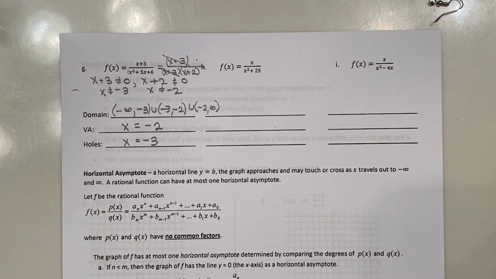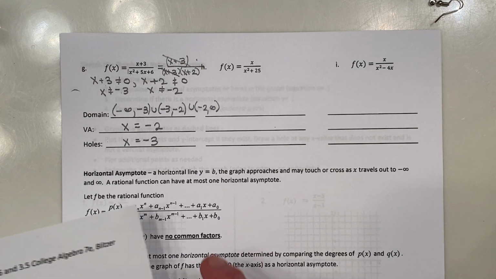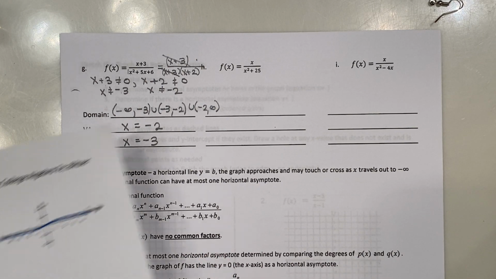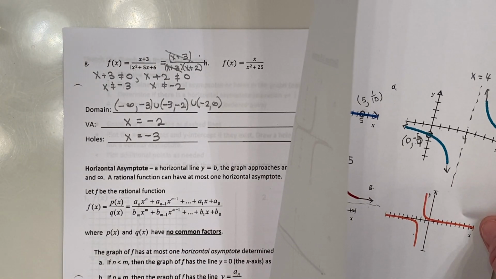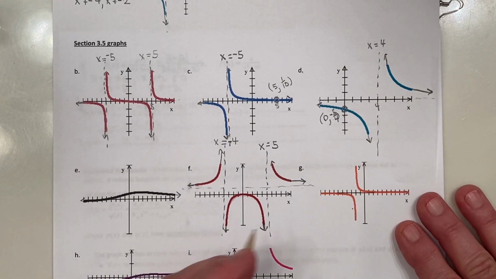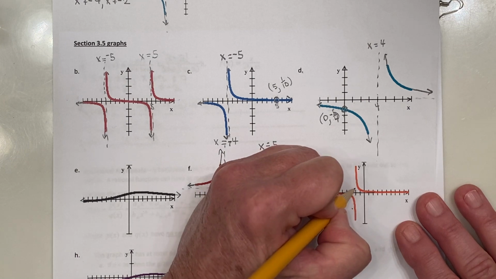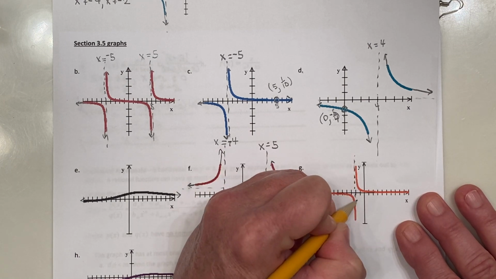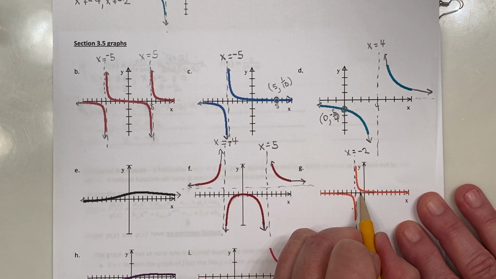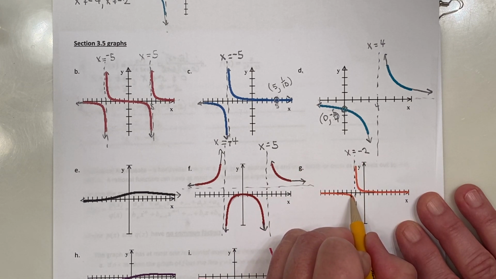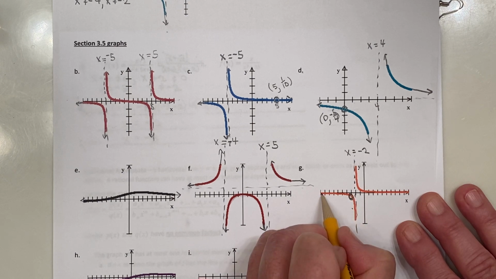Okay, so let's look at the graph. We should have a vertical asymptote at x equals negative 2 and a hole at x equals negative 3. So negative 2 is here, so that's our vertical asymptote. The equation is x equals negative 2. Now let's find negative 3, which is right here. Find the graph. Here's where our hole is supposed to be, right here.